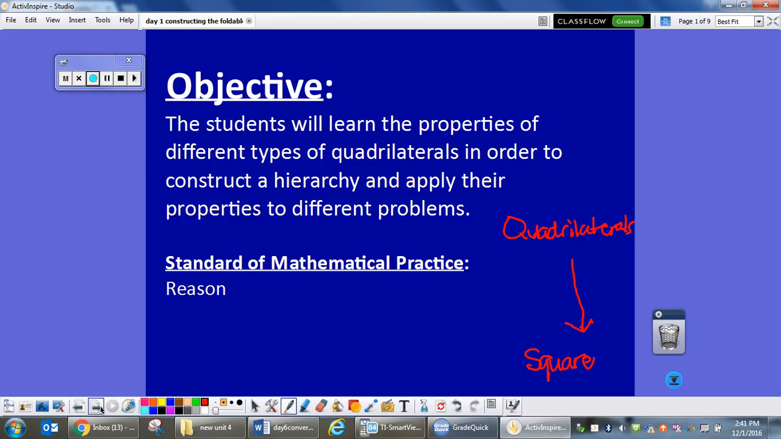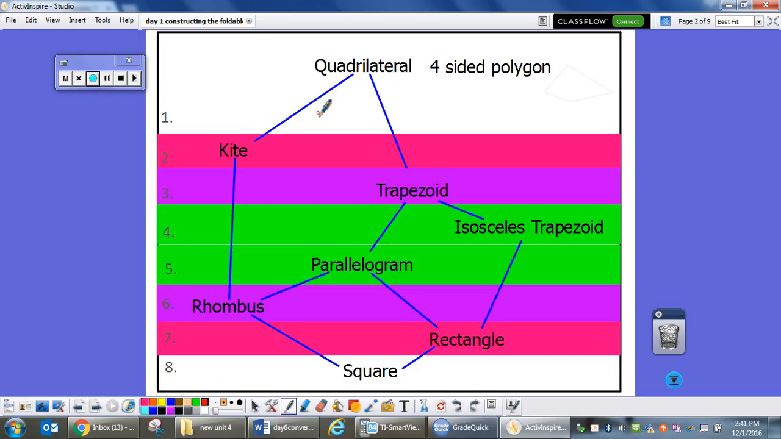So on the front of your foldable you need to write this down. So on the white part, you write quadrilateral, four-sided polygon. I would put a 1 with that. And then if you want to label down the line, 1, 2, 3, 4, 5, 6, 7, 8. And then on 2, you write the kite, 3, the trapezoid, 4, the isosceles trapezoid, 5, the parallelogram, 6, the rhombus, 7, the rectangle, 8, the square.